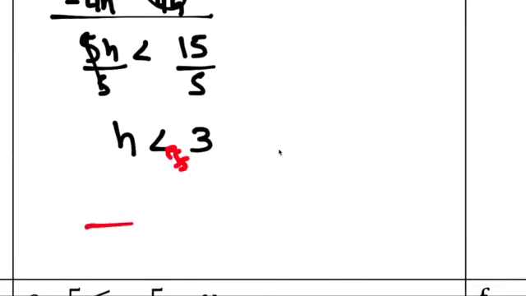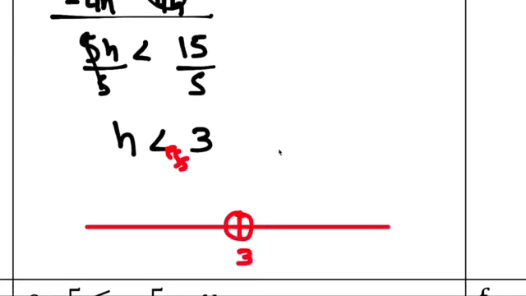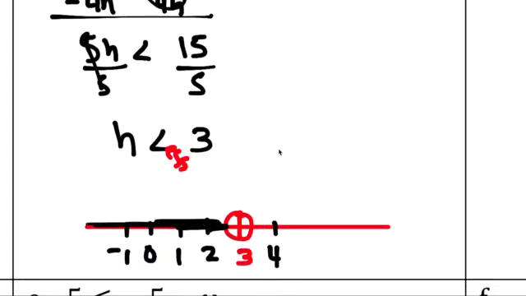A number smaller than 3, so at 3 you leave it at an open circle. Smaller than 3 is 2, this is 4, right? 2, 3, 4. 5, that 5 is the other way. 1, 0, negative 1. So smaller than 3 is 2, 1, 0 this way.